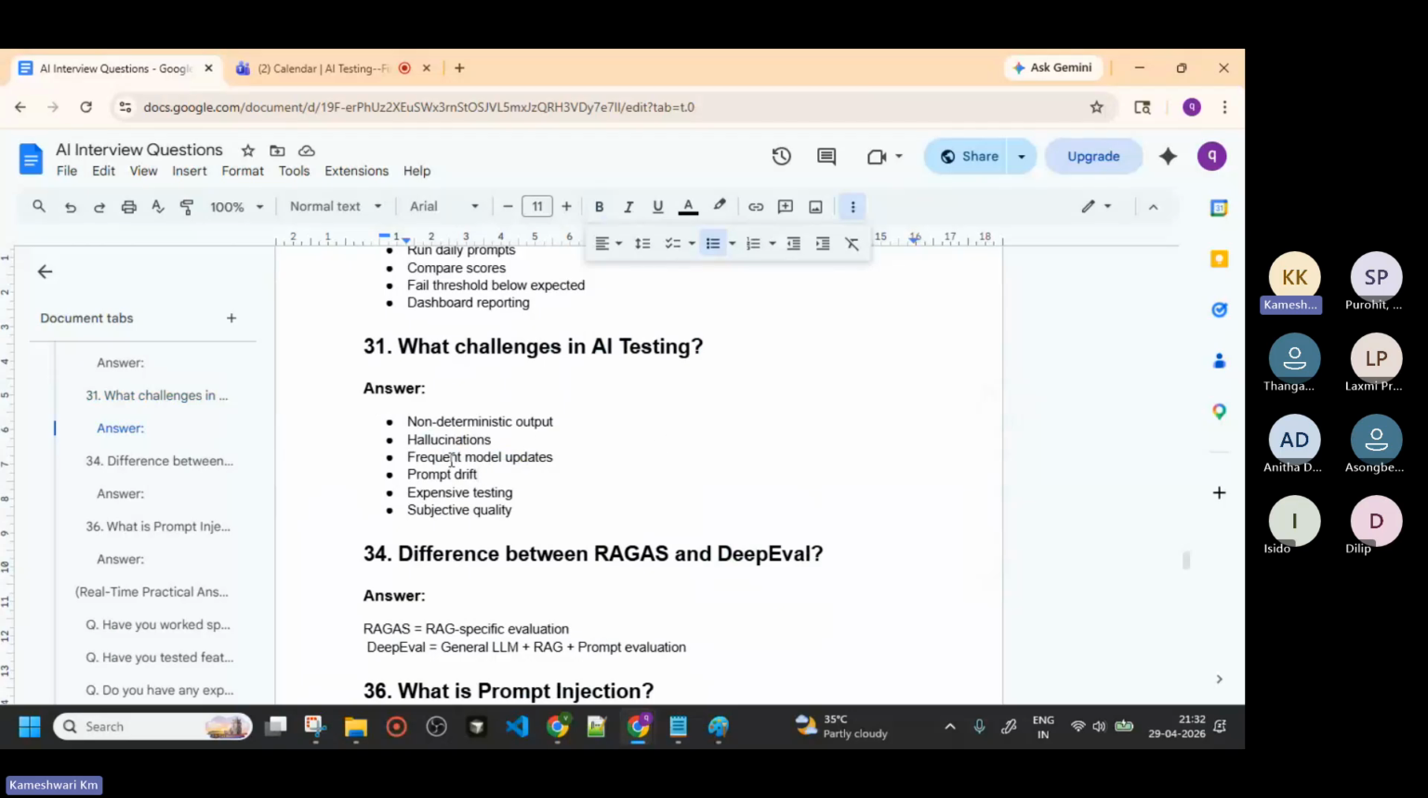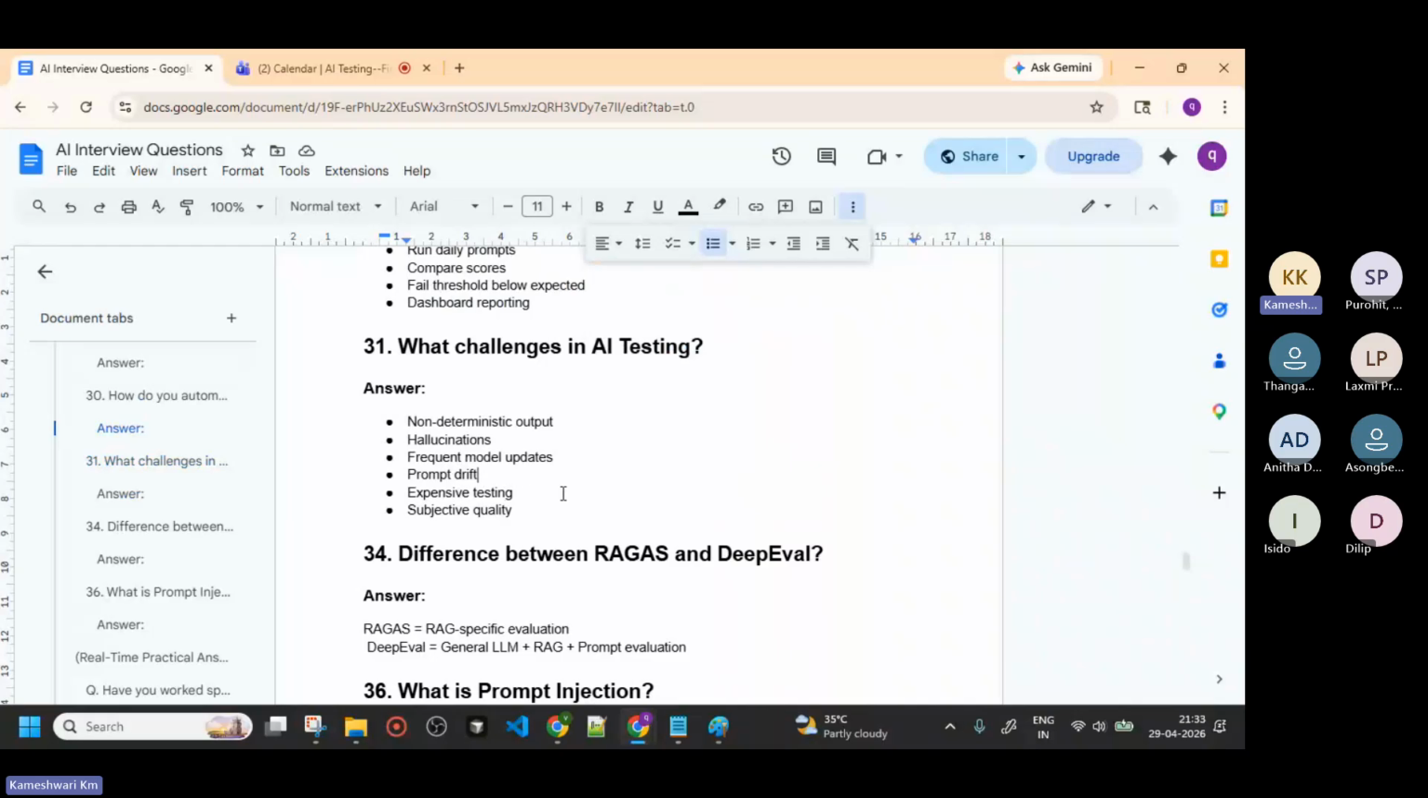So at that time, we have to check the model updates and repeat the process: whether it is hallucinating or not, whether prompting is working or not, LLM evaluation, RAG, everything the same, because the model is getting updated. We are doing the model testing. Prompt drift: so we are just checking the prompt with different kinds of input data.